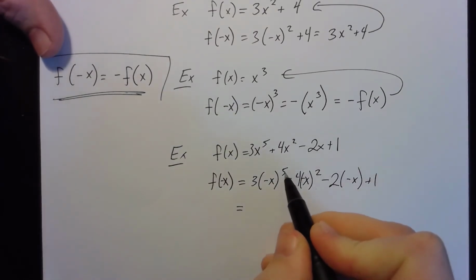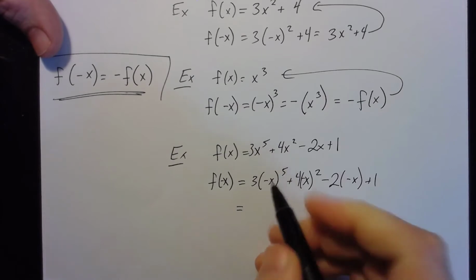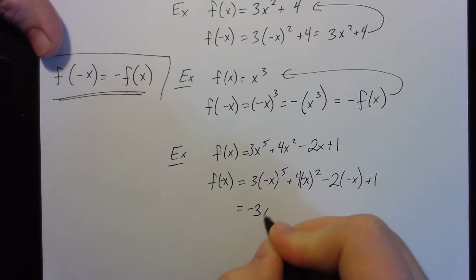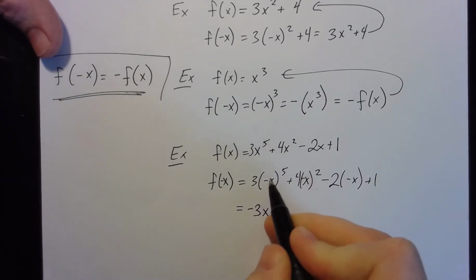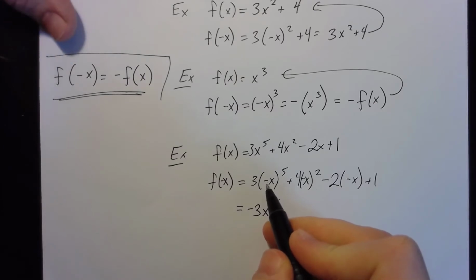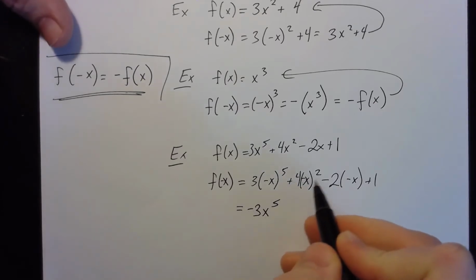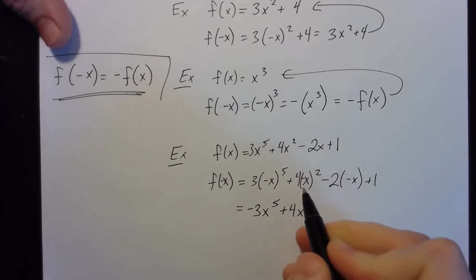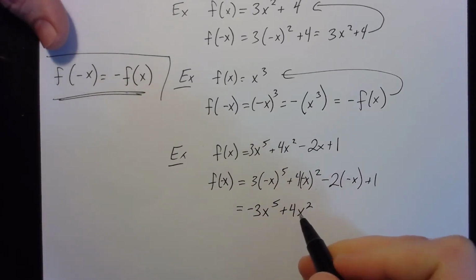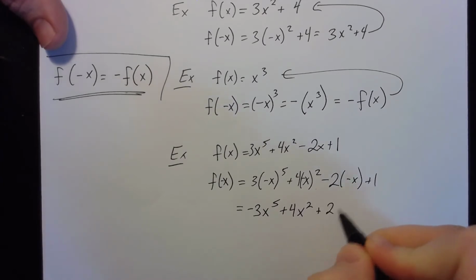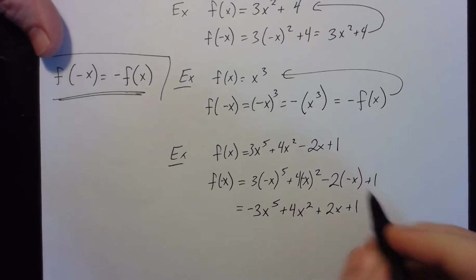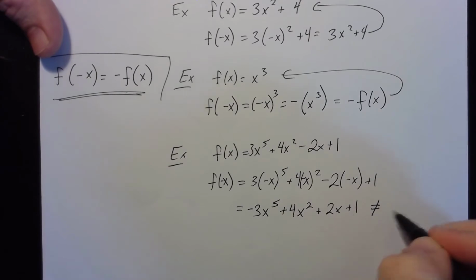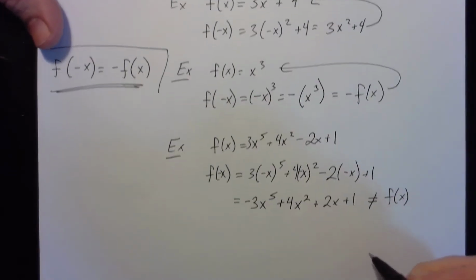So for instance, right here, a negative x to the power of 5 will change that sign because an odd power of a negative number will spit back a negative, whereas in here, this will not change in sign because a negative x squared is just a positive x squared. Then this sign here will change, and that will remain the same. You'll notice right here that this is not equal to the original function.